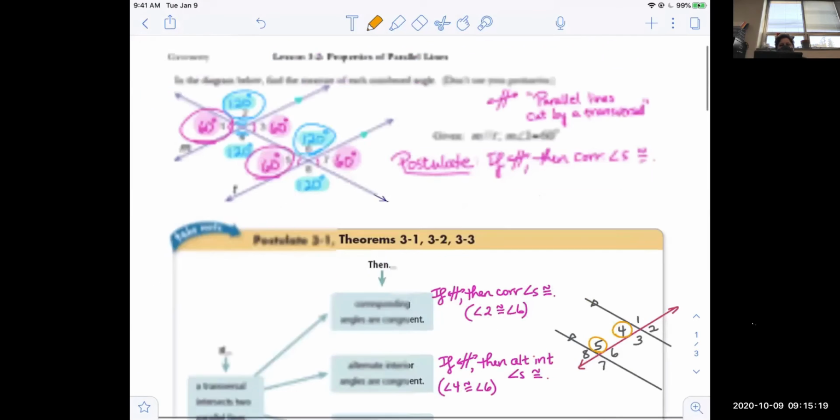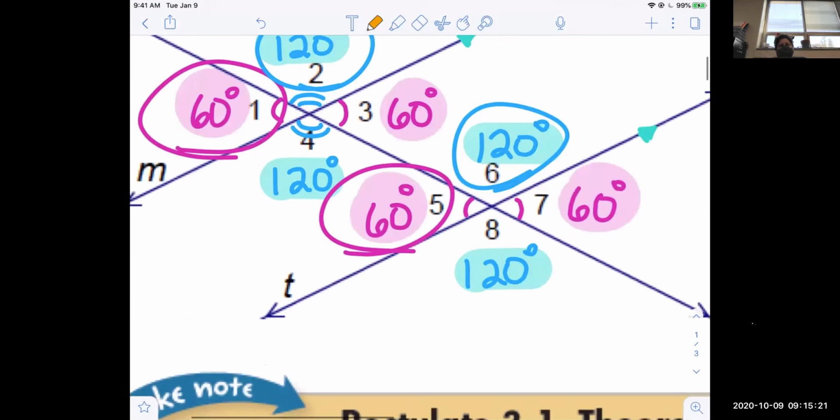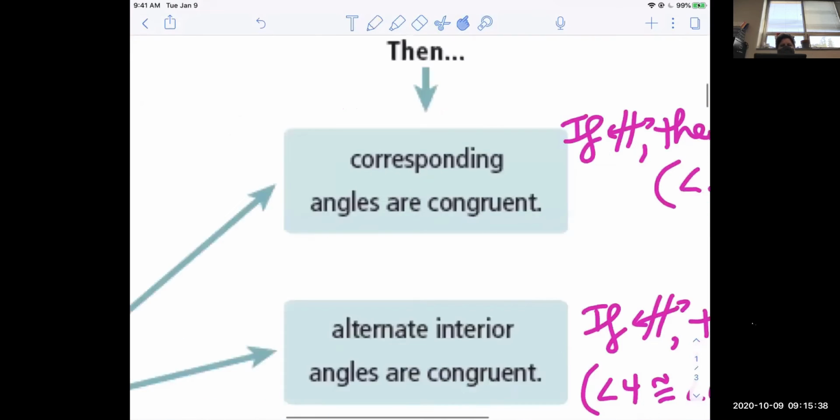Okay, so 4 and 5. If we look at angle 4 and 5 up here, which are also consecutive interior angles, how are angles 4 and 5's measures related? Are they congruent or something else? They're supplementary, right? So that's going to be true anytime you have consecutive interior angles.